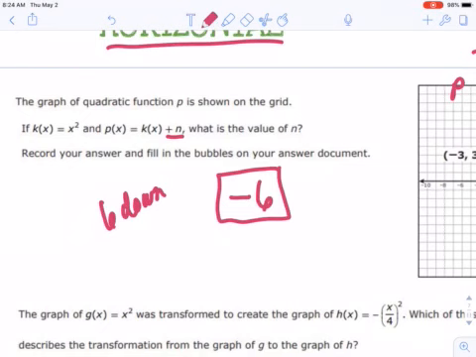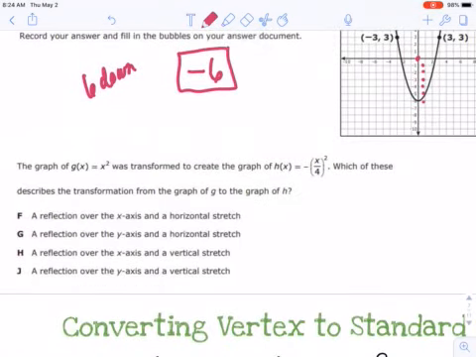Okay? Now, here's another example. Again, this is why we're going to focus on inside and outside the parentheses.